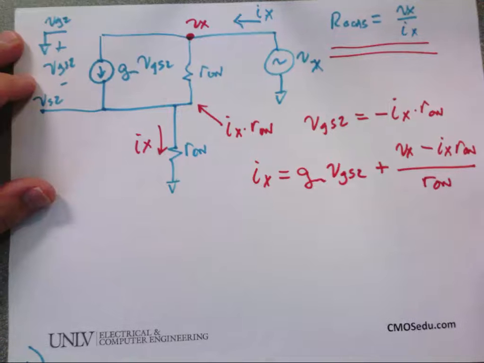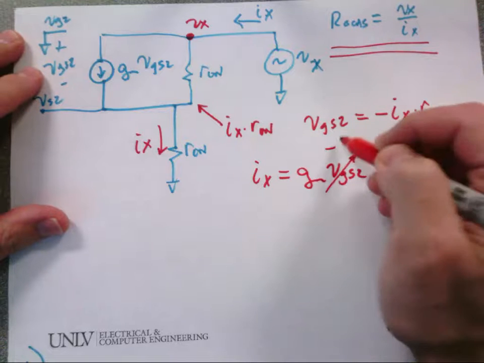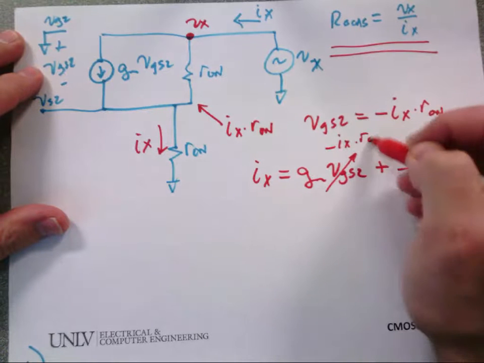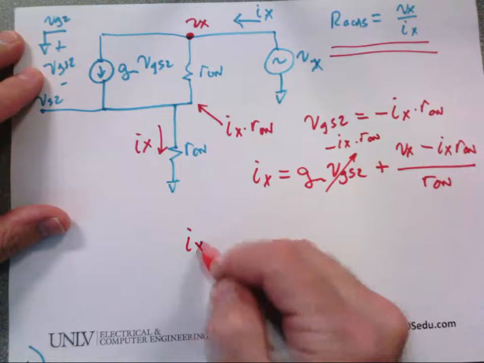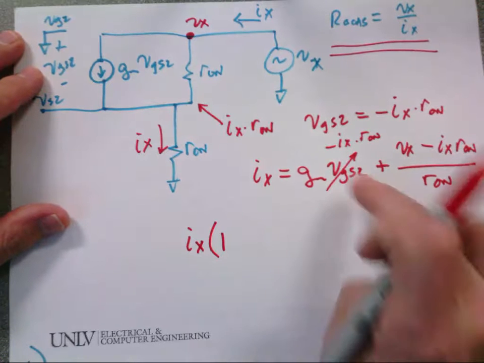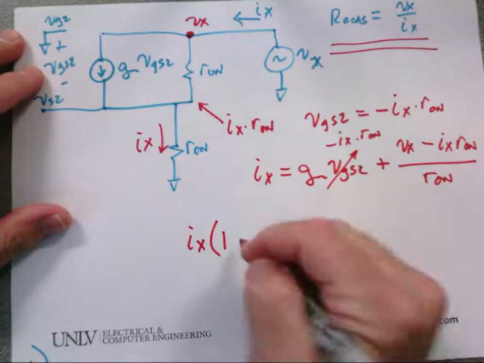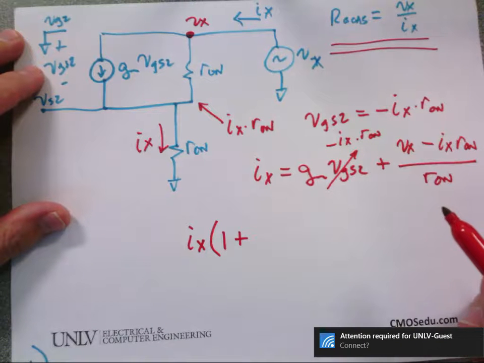And VGS2 is equal to minus Ix times Rout N. So why don't I move all the Ix's on this side and write Ix times 1 plus what? 4.